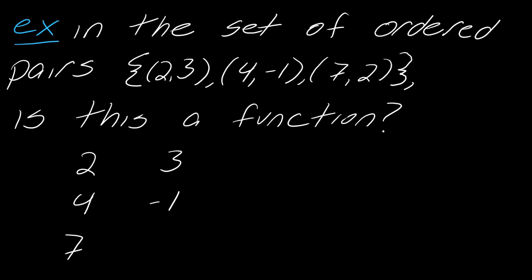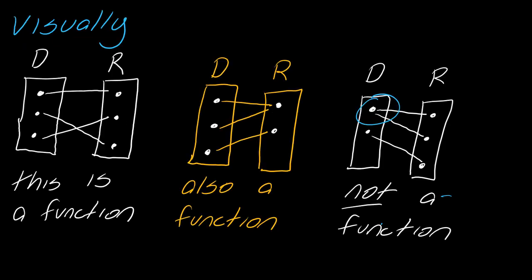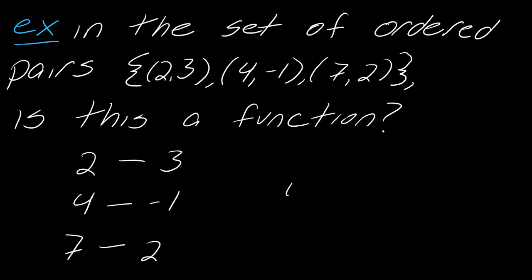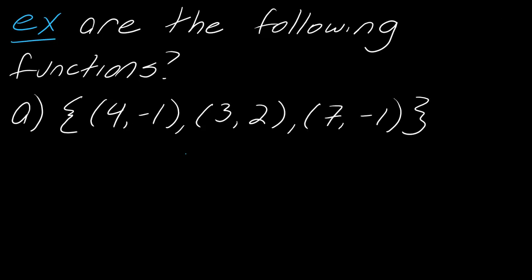So here's my little mapping. 2 goes to 3, 4 goes to -1, 7 goes to 2. So yeah, if we come back to this idea, each member of the domain goes to one thing in the range, this would be, yes, this is a function. Okay, so why don't you take a look at this one, and why don't you just set up your own mapping for a second and decide if this is a function.